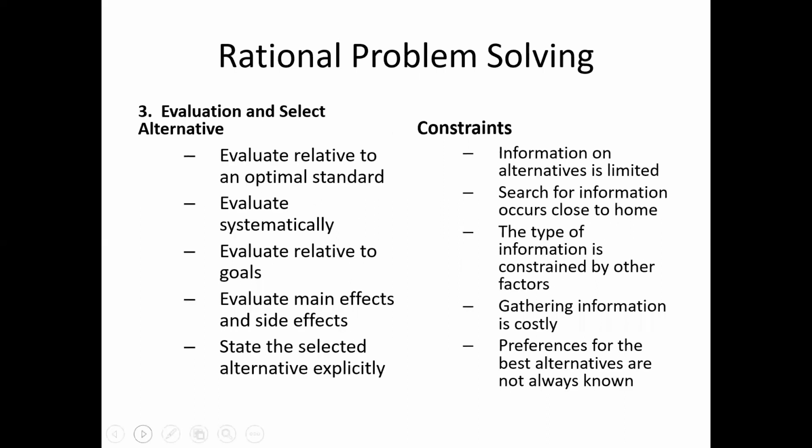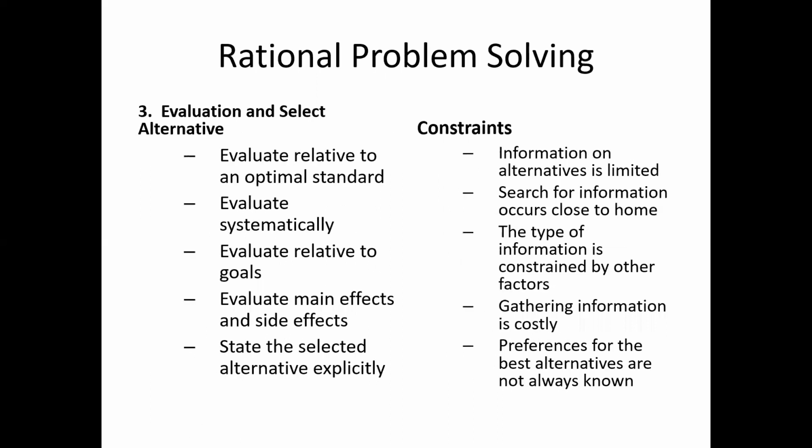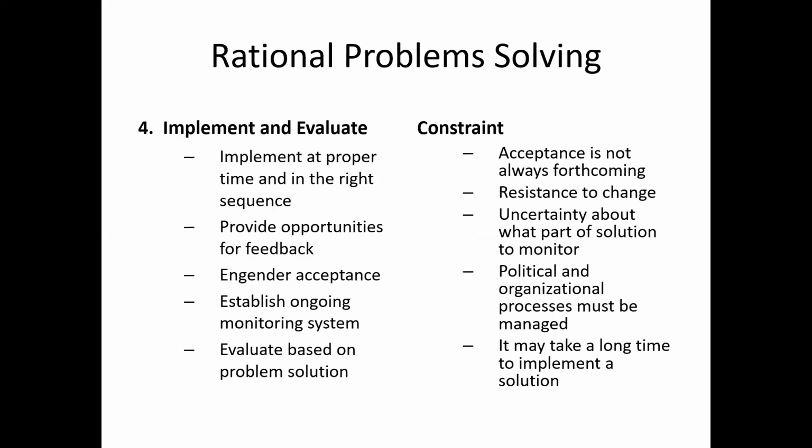The third area of the rational is evaluate and select an alternative. And a lot of times some of the constraints there are, it makes sense. Okay, we get 5 alternatives and then we evaluate. Well, sometimes we can't get all the information we want. Sometimes gathering the information is costly. A lot of times we have preference for an alternative and we are biased. Next is implementation and problem solving. Sometimes we don't get acceptance, there's resistance. A lot of political things happen. So while the rational decision-making model makes sense, sometimes it's hard to implement.